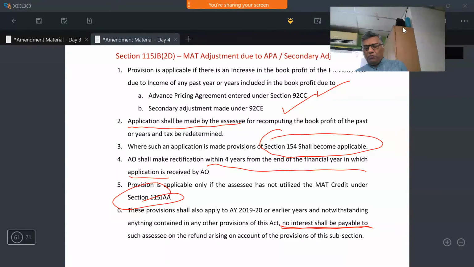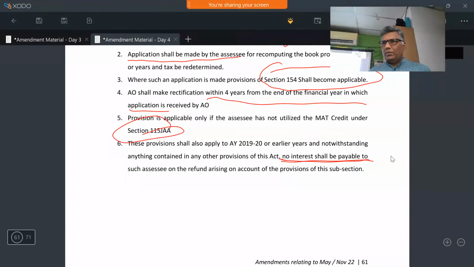Point number four. Adjustment shall not be made if MAT credit is already availed. Point number five. Relief under rule 10RB will be provided.